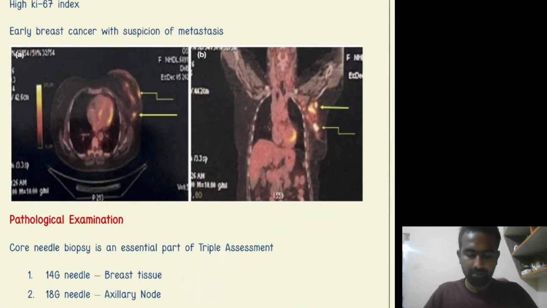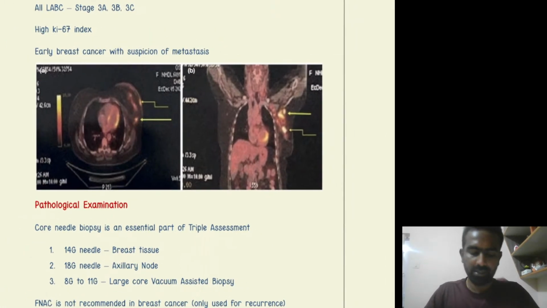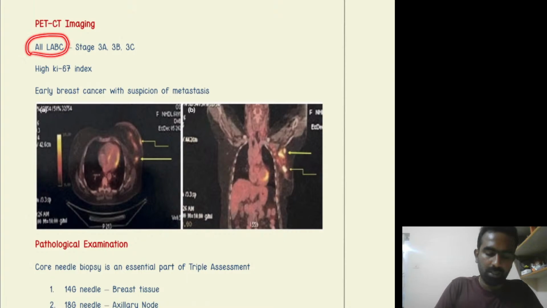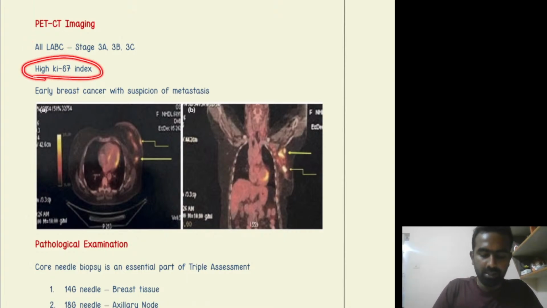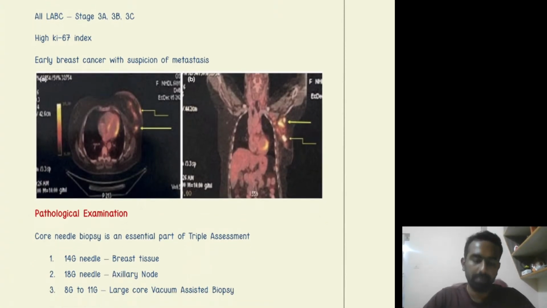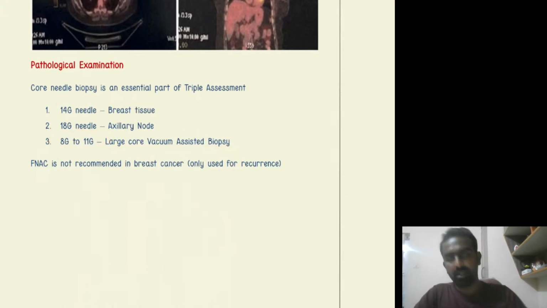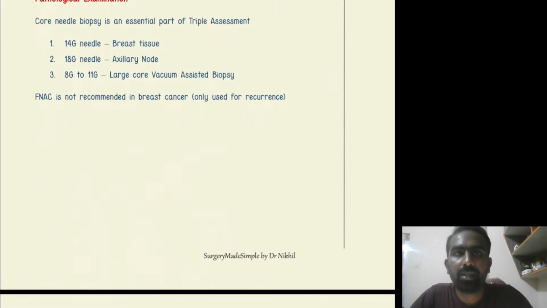Okay, PET CT images we saw the primary and the axillary nodes which are FDG positive, which is indicated in all locally advanced breast cancers, and high mitotic index, Ki67 index, which is nothing but mitotic index, and any early breast cancer or any breast cancer where you have suspicion of metastasis but there is no evident clinical metastasis. Pathological examination, core needle biopsy is the investigation of choice. For breast tissue we use 14 gauge, for axillary we use 18 gauge, and 8 to 11 gauge for large volume core needle biopsy. So this is about surgical anatomy and investigations.